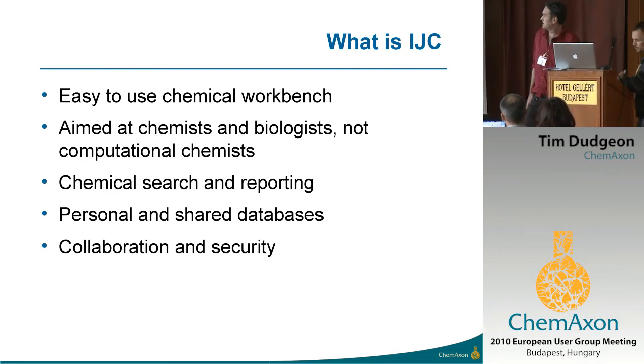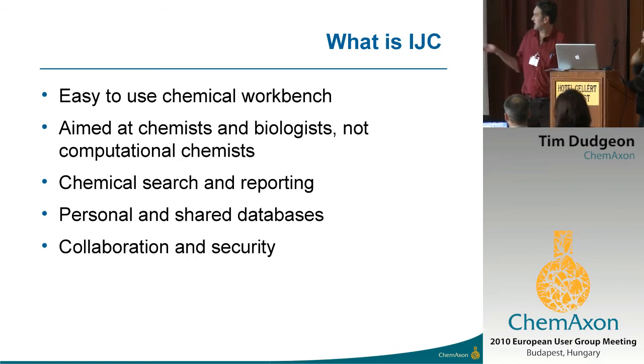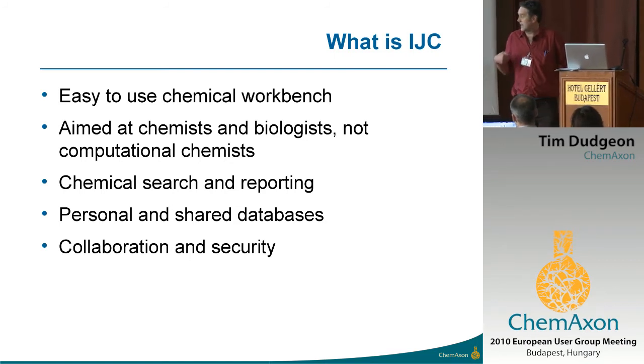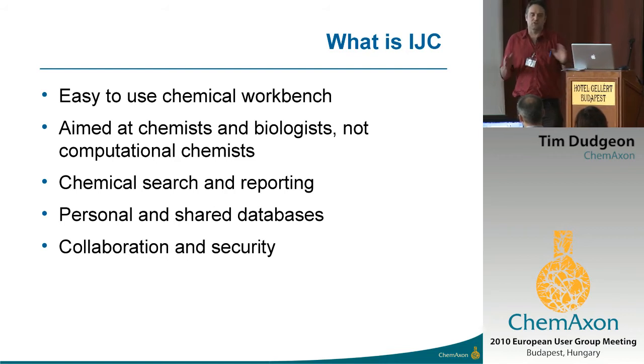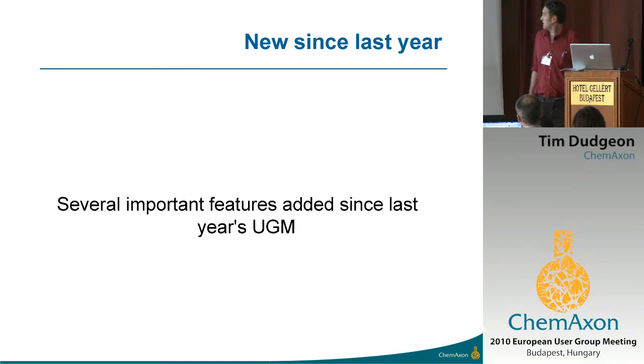So that has hopefully described what Instant JChem is. I said it's aimed at biologists and chemists, not IT people, though I'm sure IT people will enjoy it as well. The main emphasis is chemical search and reporting, and it's a database-centric application. You can create local or shared databases. So what's new since last year's UGM?